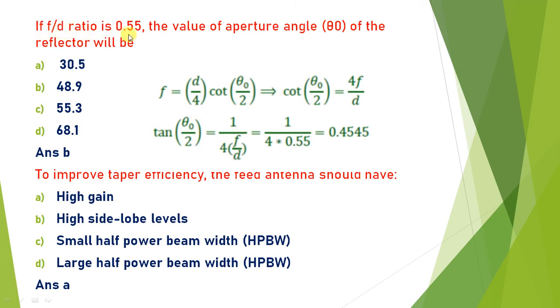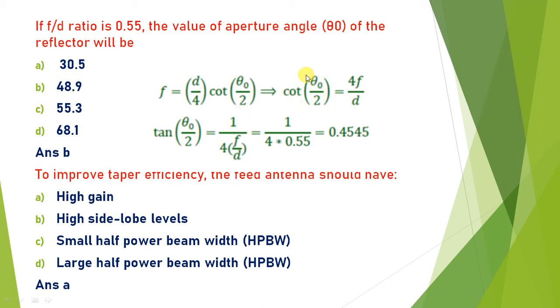If the f by d ratio is 0.55, what is the value of the aperture angle theta 0 of the reflector? This is the equation for finding the aperture angle. f is equal to d by 4 cot theta 0 by 2. So cot theta 0 by 2 is equal to 4f by d, and f by d is given to you as 0.55. So 4 multiplied by 0.55. Okay, so you will get this value.